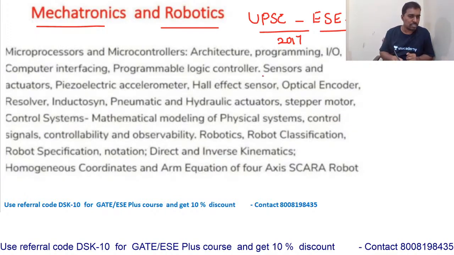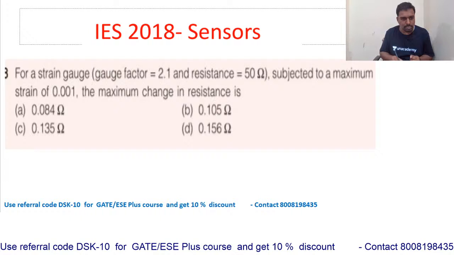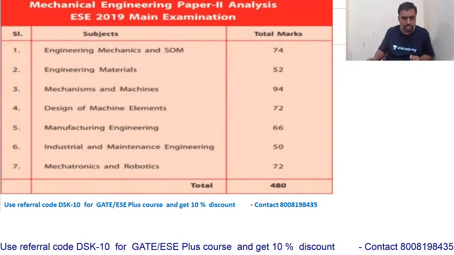But dear students, before thinking like this or before taking a decision like that, one second, please go through this weightage. If you go through this weightage, you can understand. Mechanical Engineering ESE mains paper, if you analyze the mains paper, I'm sorry, this slide. If you see the mains paper, dear mechanical student, mechatronics and robotics subject.